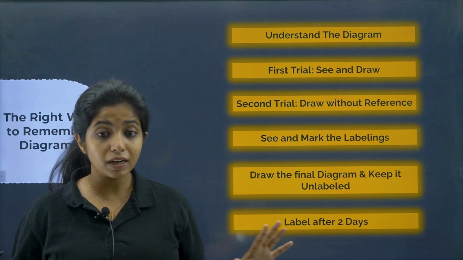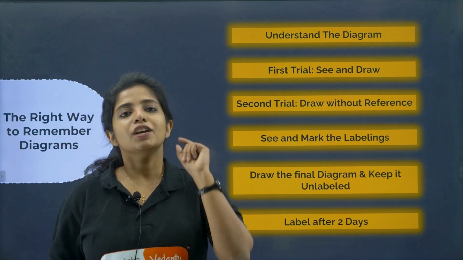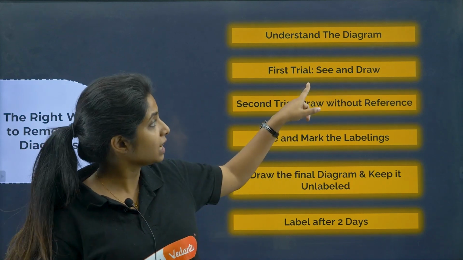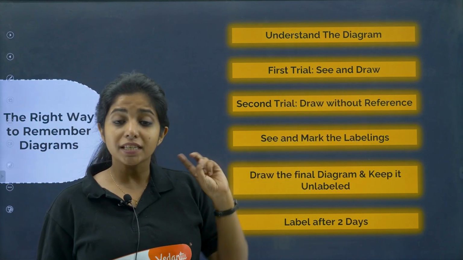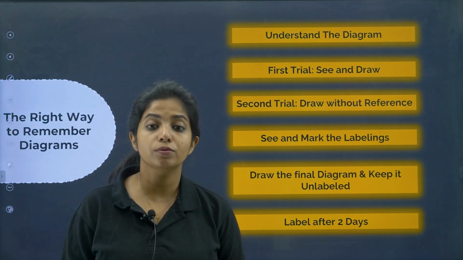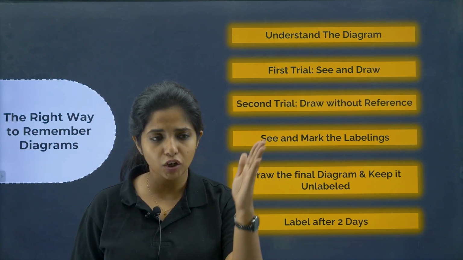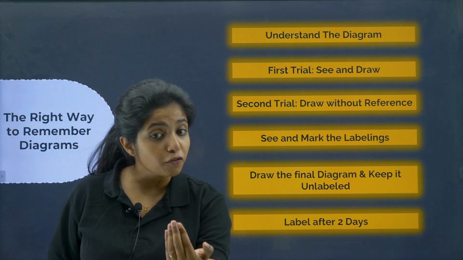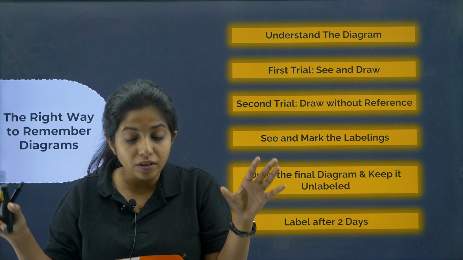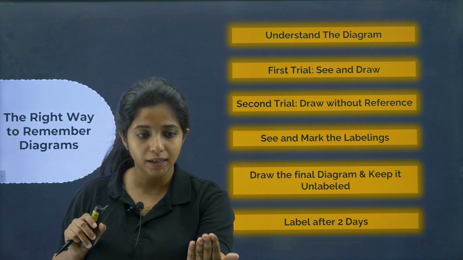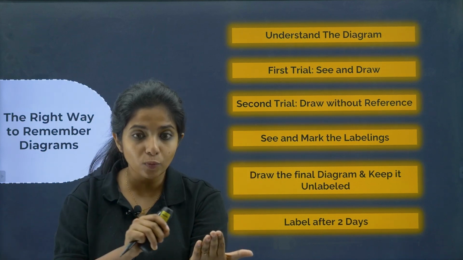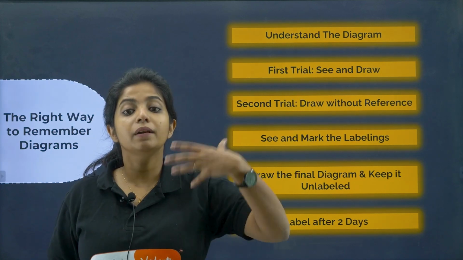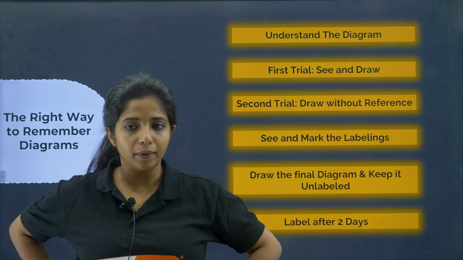Once you're very clear with the concept, you have to look at the diagram and then draw it. That is the first trial: see and draw. The second time you are going to draw it without the use of the reference. Do not take the help of your NCERT. Close your NCERT and draw whatever you remember. There are chances that you might be forgetting some things. So once you are done with the drawing, you open the NCERT textbook and start labeling it. Once you label, you understand that this part is not there, which is why I am not able to label it. And you might be able to recollect it much better, my dear children.